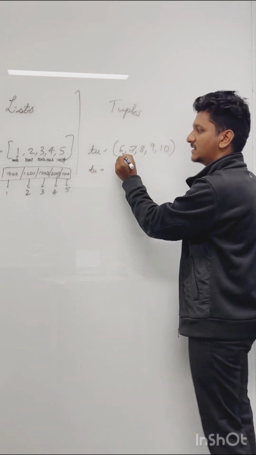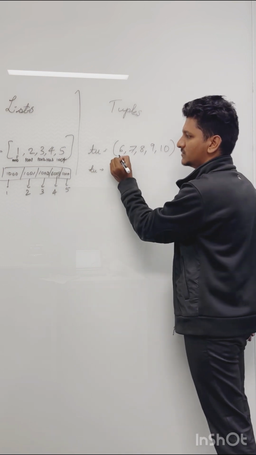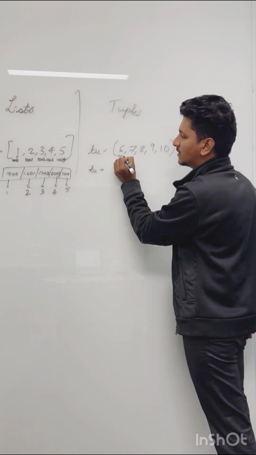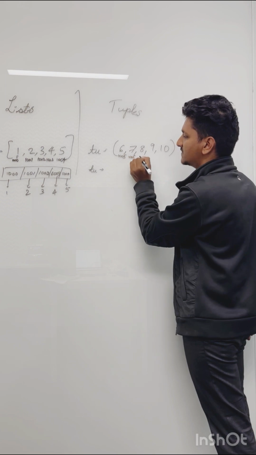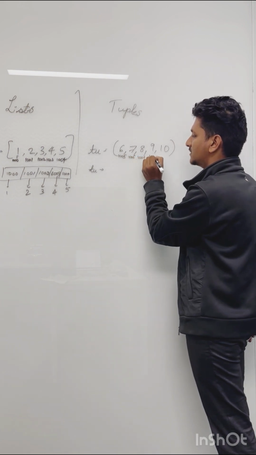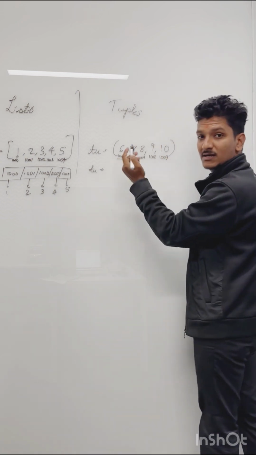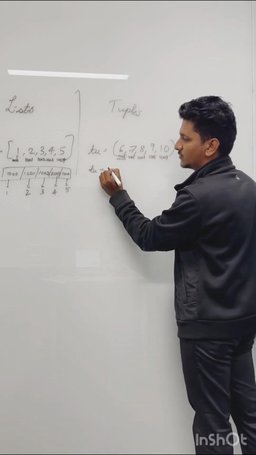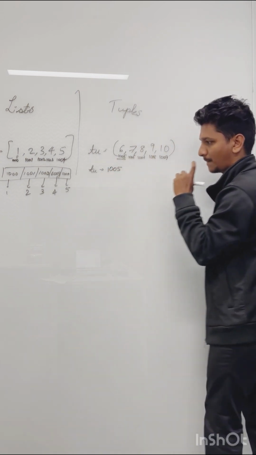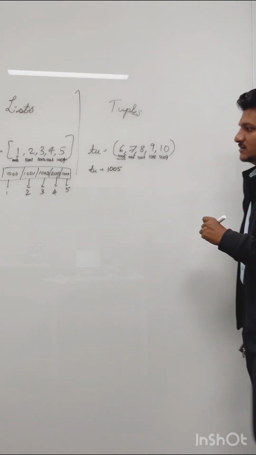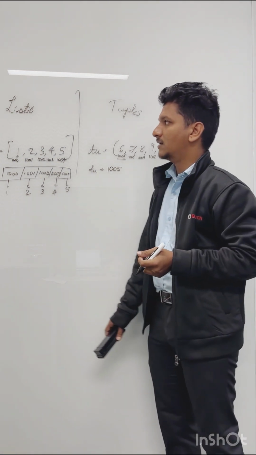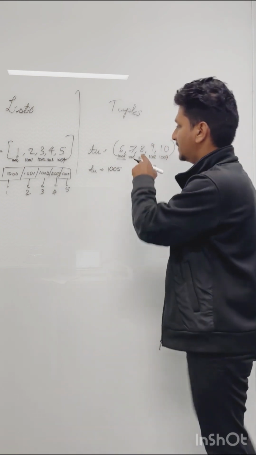When a tuple is created, tuple has the address of first element of a tuple. So the address of this is 1005, 1006, 1007, 1008, 1009. So tuple just has the address of first element of tuple. So tuple just has 1005. So because of this, the list is mutable and tuple is immutable.